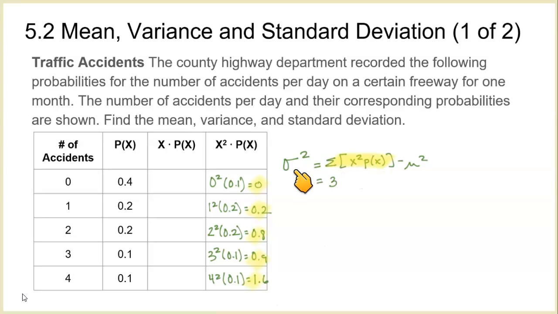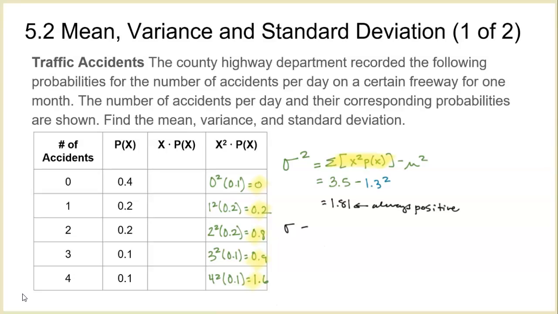So if I add the green numbers together from the very last column, that will give me just the sum of x squared times p of x. And then I want to also subtract out the average that we found previously. So that means my variance is 1.81, and this number is always a positive value.